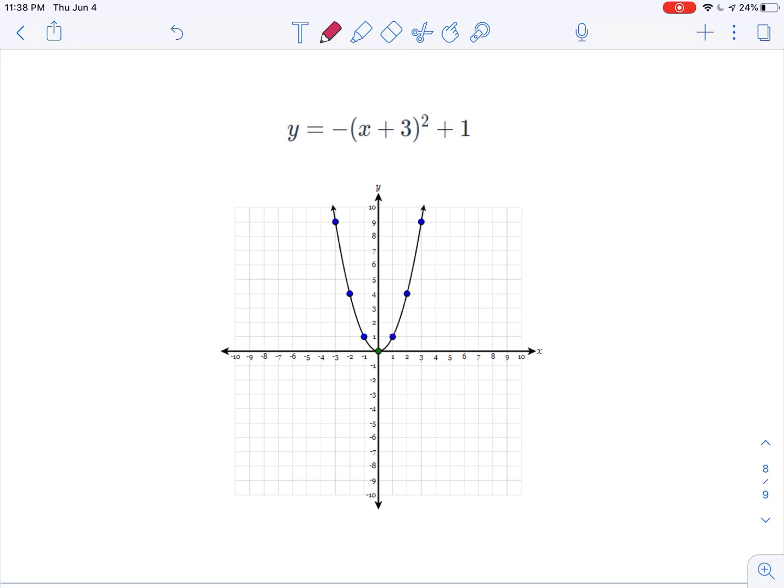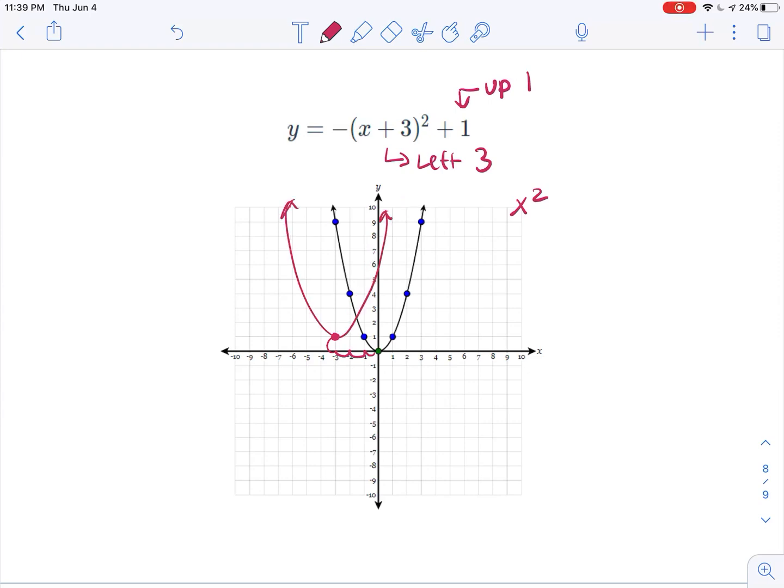So let's look at one more. Okay, what situation do we have here? Well, we have an inside positive 3, right? So an inside positive 3 means we're going to the left 3 units. Here we have an outside positive 1, which means we are going up 1 unit. So the vertex of this parabola, because this has the parent function x squared, will be left 3 units, up 1. So this vertex will go to here.